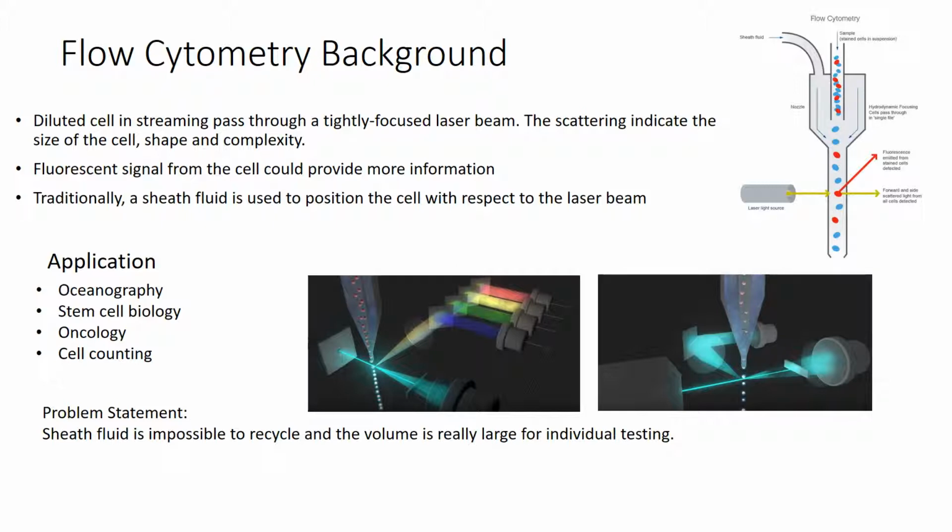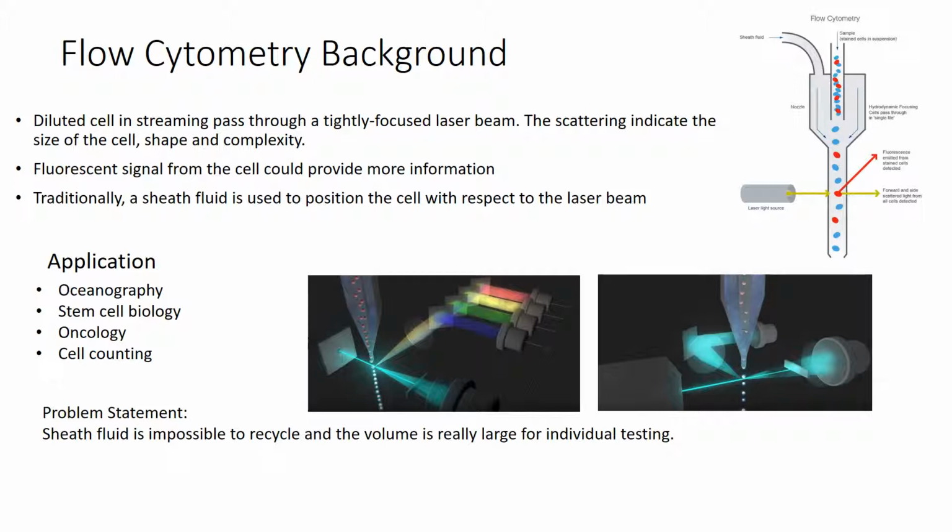For more information, the cells are often labeled with fluorescent markers so that the light is first absorbed and then emitted in a band of wavelengths. Using this technique, numerous cells can be both quantitatively enumerated as well as classified by their shape or complexity or more information such as fluorescence.